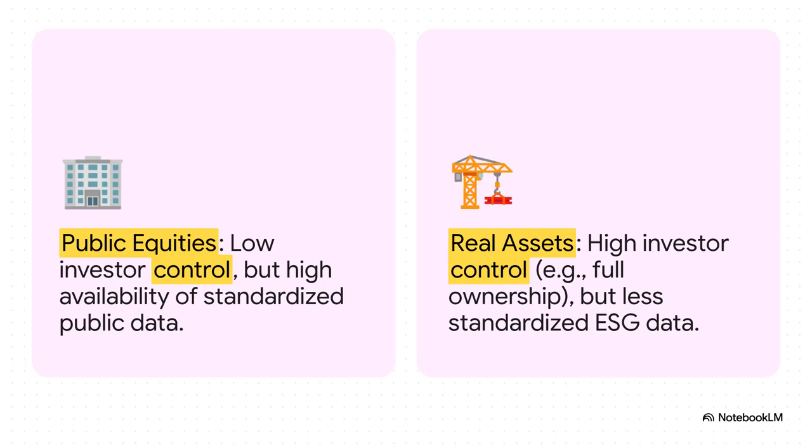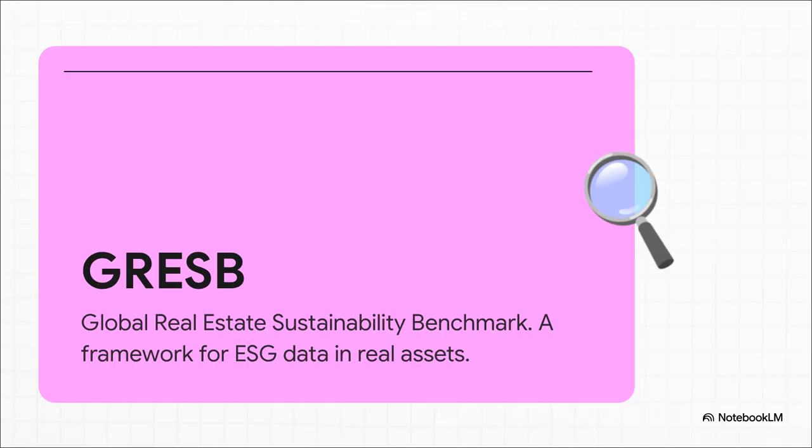Now, that high level of control comes with a trade-off, a major data challenge. You just don't have the same public standardized reporting frameworks, so you often end up having to build your ESG assessment right from the ground up. And that is precisely where a tool like GRESB becomes so incredibly important. GRESB, the Global Real Estate Sustainability Benchmark, was literally created to solve this exact problem. It provides a standardized playbook for measuring and reporting ESG performance in real assets. It lets investors benchmark their properties against their peers, track key performance indicators, and really get a handle on their portfolio's total environmental footprint. It just brings a much-needed structure to what can be a very unstructured space.